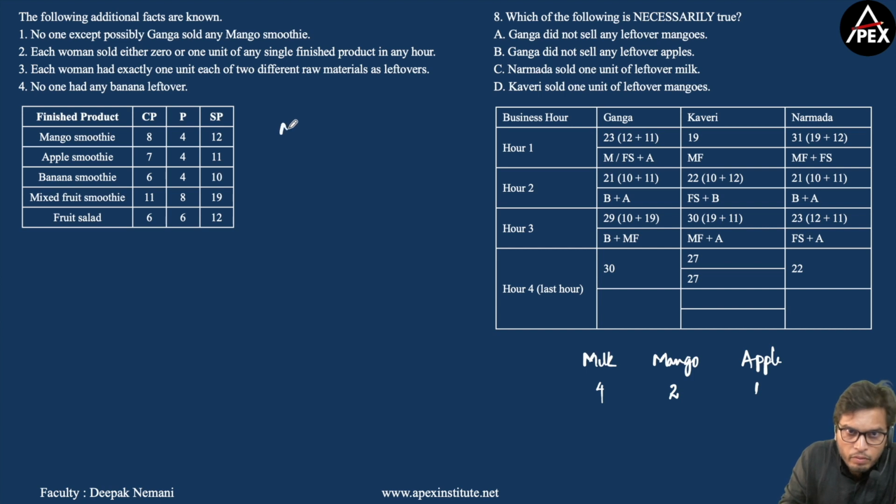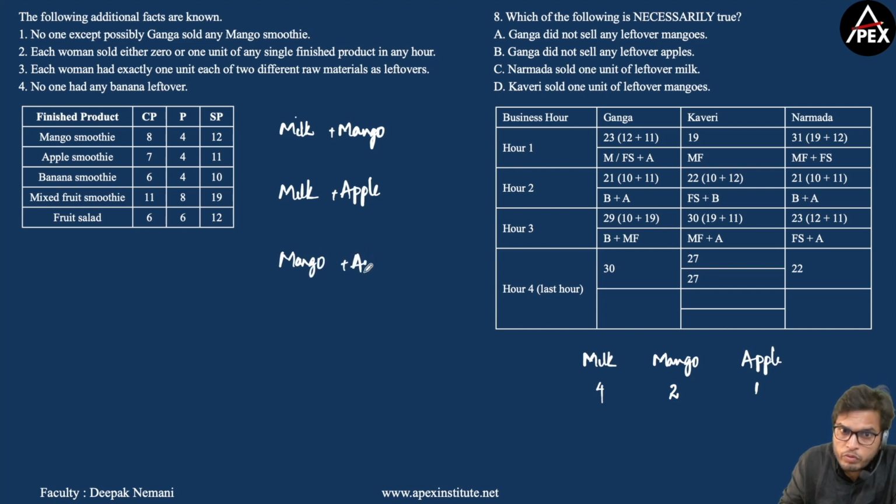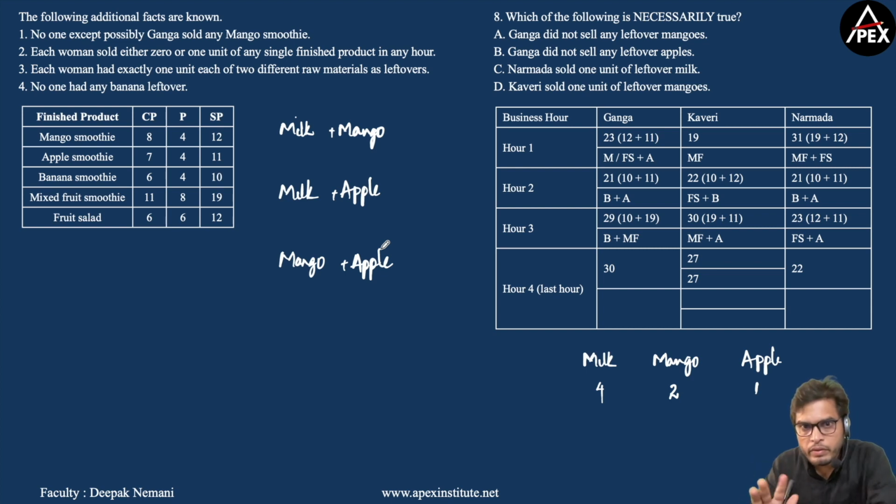So you can have any of these 3 women left with milk and mango, or milk and apple, or mango and apple. Because you cannot have any woman having 2 units of milk as leftovers, or 2 units of mango, or 2 units of apples as leftovers. It is given that each woman had exactly 1 unit each of 2 different raw materials as leftovers.